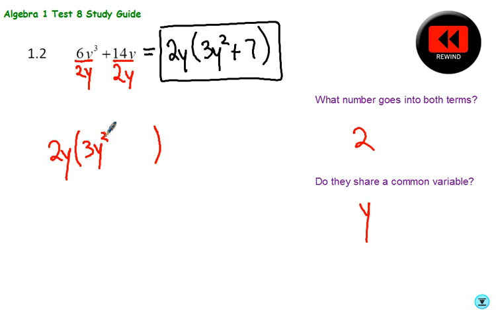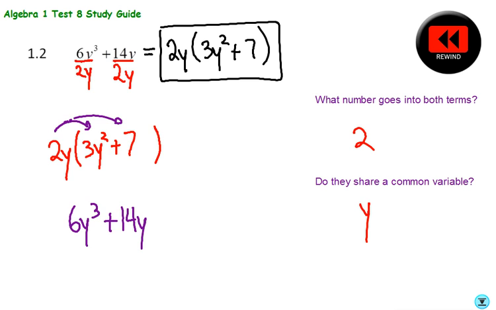And again, I could check that if I multiplied that. 14 divided by 2 would give me 7. And the y's cancel each other out, so that means that I don't need any more y's. And again, I can check my answer to see if this was right or not. If I distribute, I get 6y cubed plus 14y, which is, again, the exact thing that I started with. All right, so go ahead and pause now and try number 1, 3 on the right side.